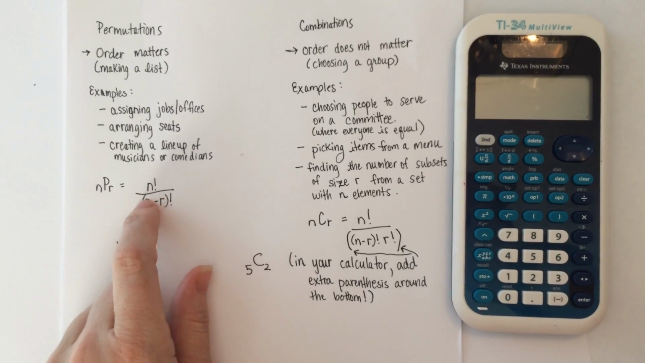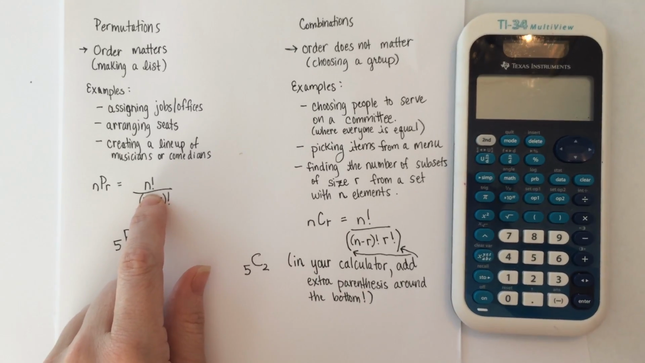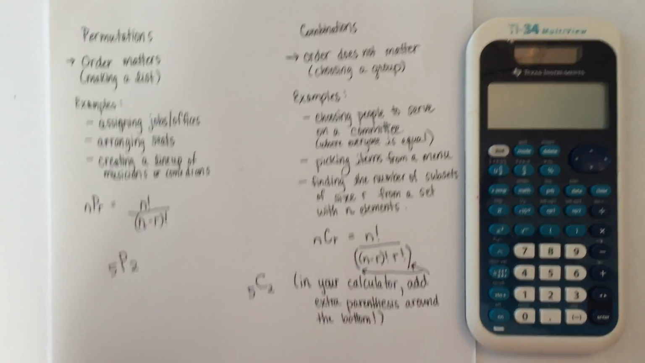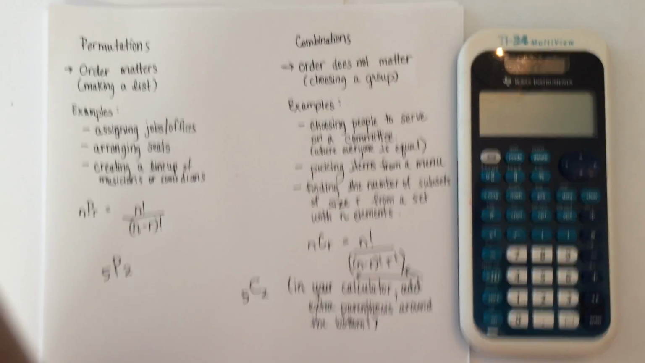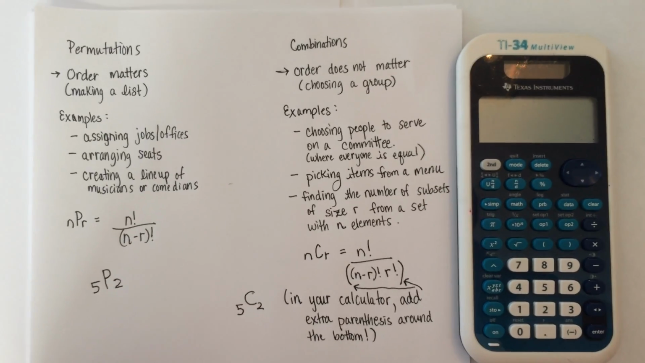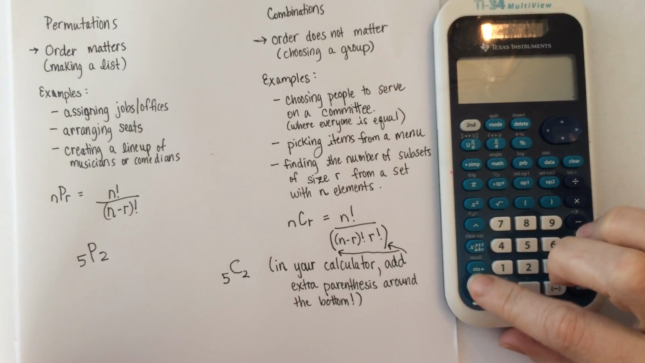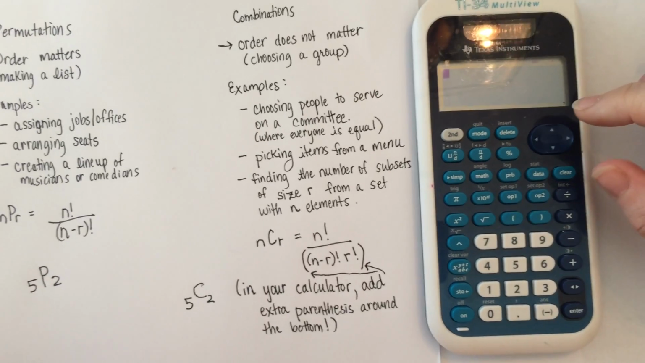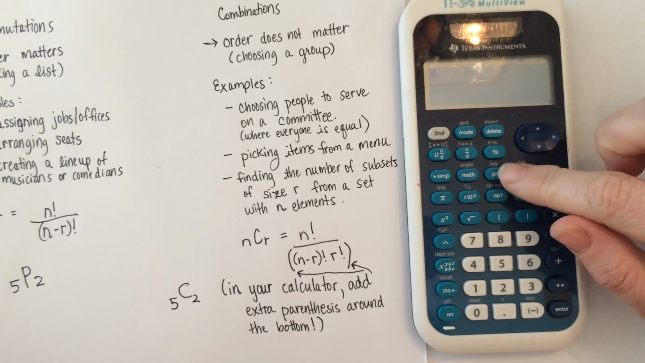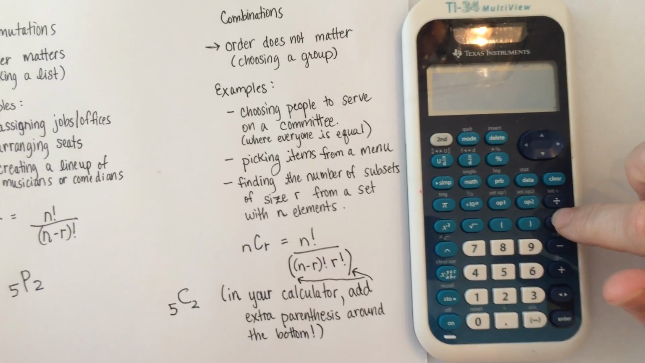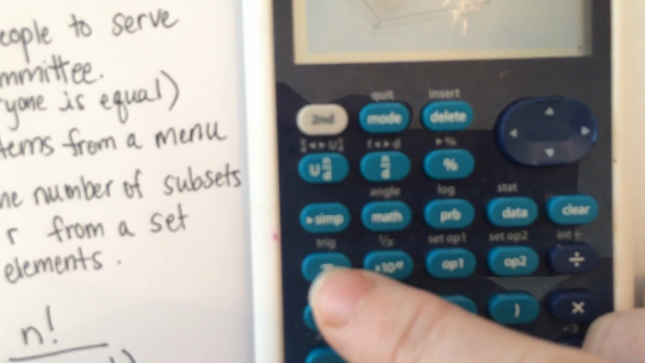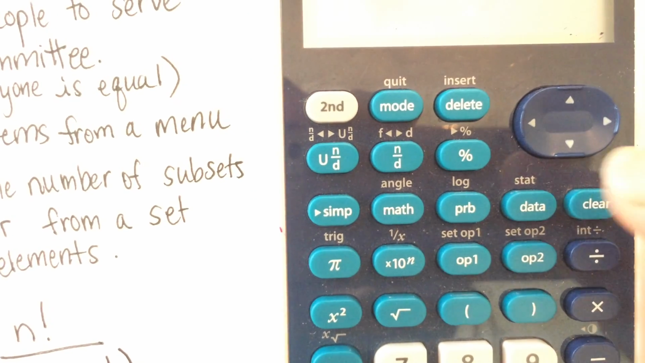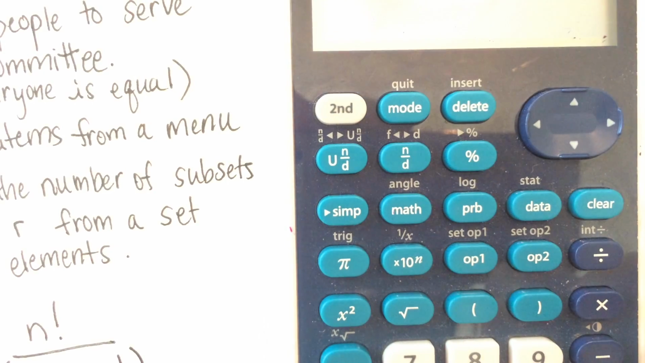And so the exclamation point, that is the symbol for factorial, where, for example, if you're doing 4 factorial, you do 4 times 3 times 2 times 1. And that exclamation point is going to be on your calculator. And so if I'm doing it on my calculator, it doesn't have an exclamation point button, and it doesn't even have it written above any of the buttons. And so mine is actually in my PRB menu.